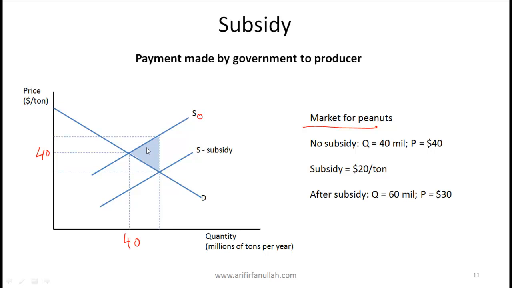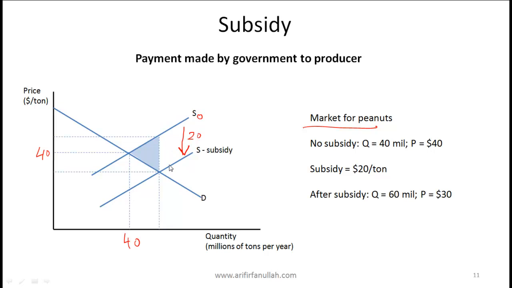When a subsidy is introduced, the supply curve will shift downwards by the amount of the subsidy. So if the subsidy is $20 per ton, the way you can think of this is, if initially at a quantity of 40, the price is $40, the supplier is now simply getting 20 more dollars, so they would be willing to sell for $20 down here. So that explains why the supply curve simply shifts down by $20. So what's the new equilibrium? The new equilibrium is now this point B over here.